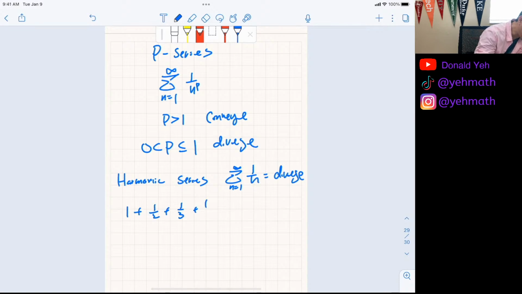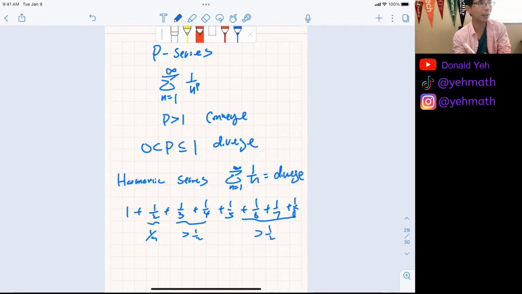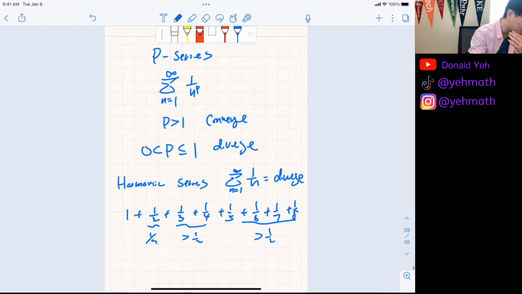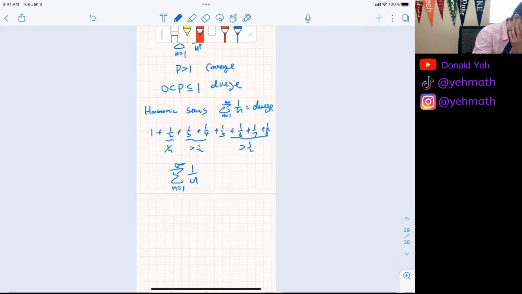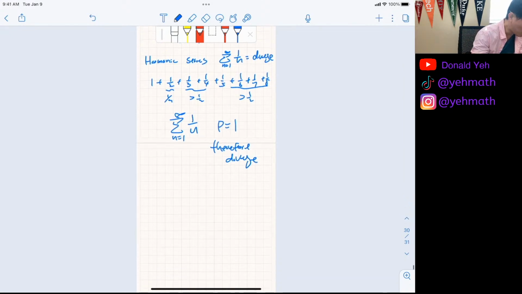Remember we showed you: 1 plus 1 over 2 plus 1 over 3 plus 1 over 4 plus 1 over 5. This is a half. And the next terms, 1 over 6 plus 1 over 7 plus 1 over 8, are greater than 1 half. So each group is greater than half, so it keeps increasing. But using the P-series test, it's really easy to prove, because it's the sum of 1 over n. P is equal to 1, therefore it diverges. Super easy.